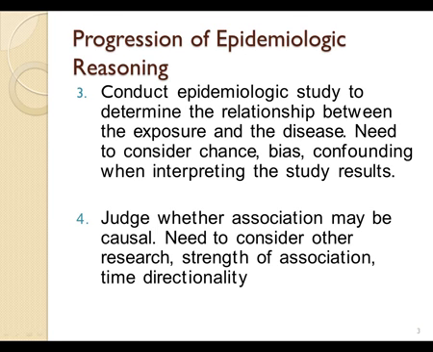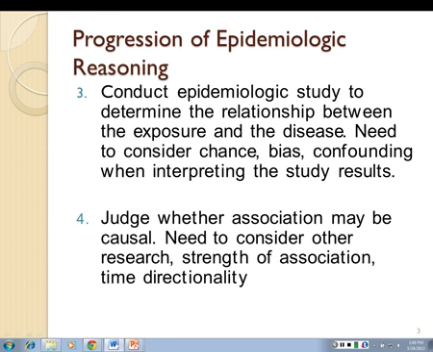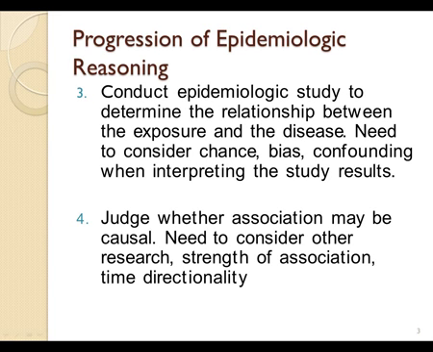Next, we can conduct an epidemiologic study to look at the relationship between an exposure and disease. Within the framework of the epidemiologic study, we must consider chance, bias, and confounding when interpreting study results. We will cover these concepts in depth over the course of this summer. The final step in epidemiologic reasoning is to judge whether an association is causal. We will talk about causality as we go through the semester as well.